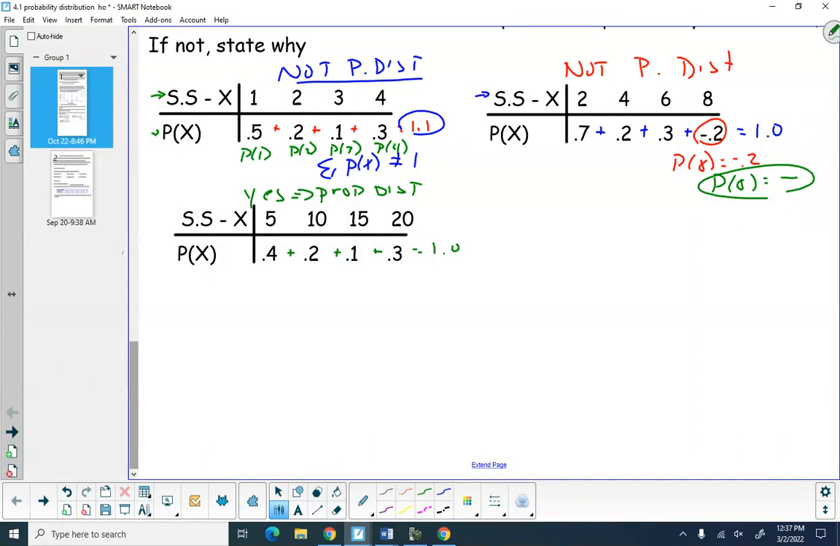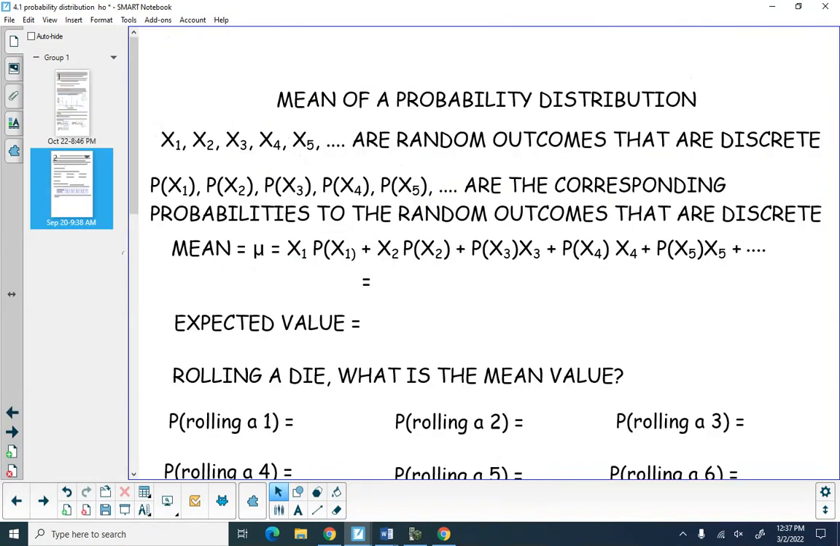In the first part of your homework tonight, this is what you're going to be doing. You're going to be looking at some probability distributions and seeing if we have a probability distribution. Like I said, we start combining the idea of probabilities with the idea of statistics.